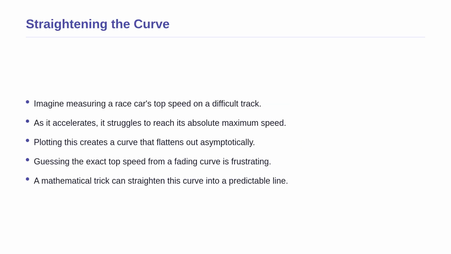Now that we know what we are aiming for, let us start with an intuitive analogy. Imagine you are trying to measure the absolute top speed of a race car on a track that gets increasingly difficult to drive on. As the car goes faster, it struggles more and more to accelerate. It gets closer and closer to its top speed, but never quite seems to reach it perfectly during your test. If you plot this on a graph, you get a curve that flattens out, making it incredibly frustrating to guess where that exact top speed actually lies.